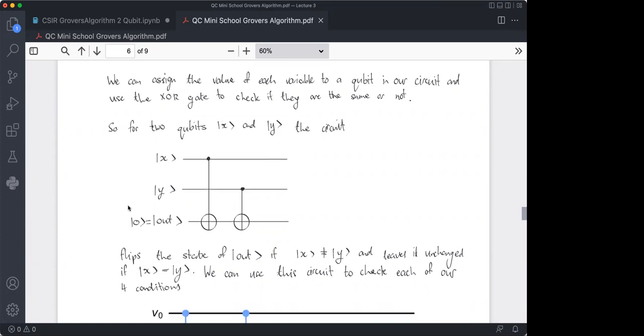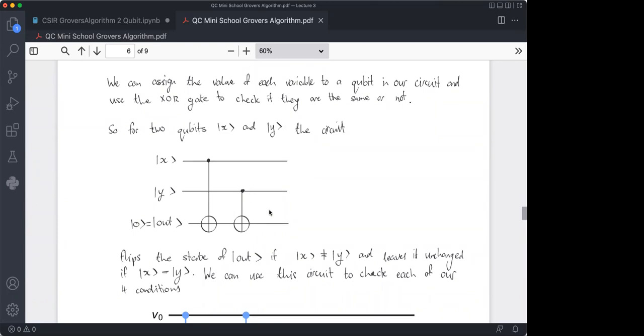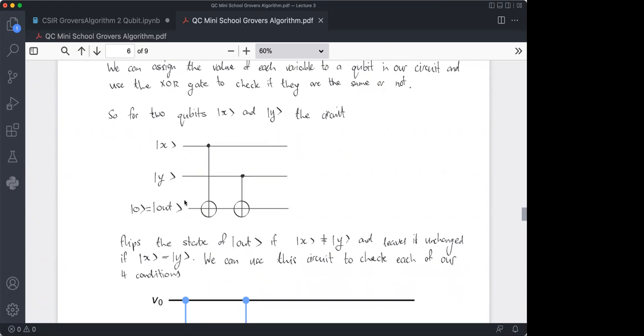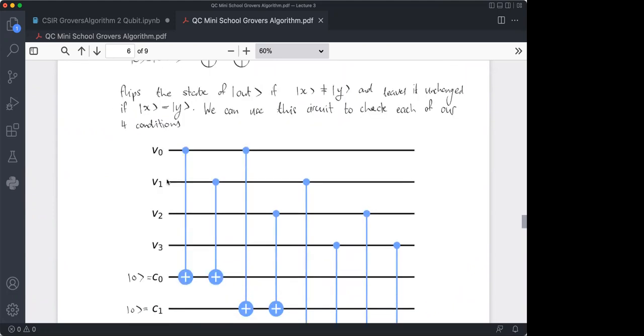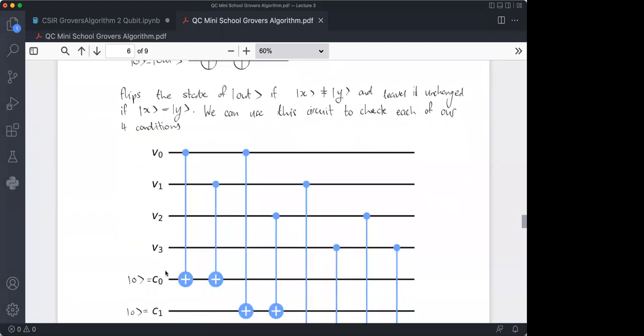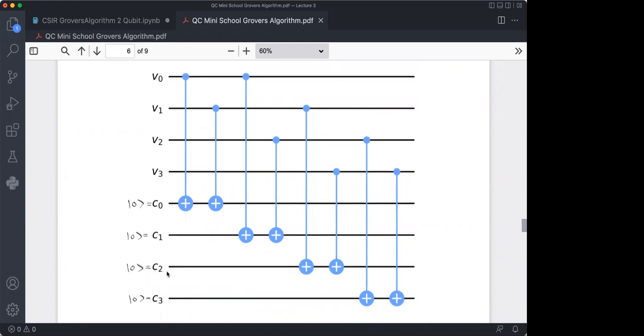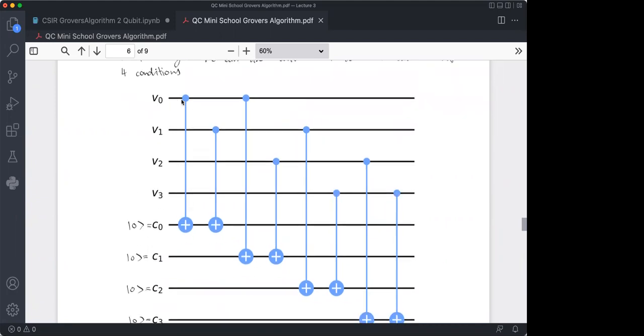And now we're actually going to use this idea of the XOR gate to check each of the 4 conditions. We store each of the 4 variables in qubits, and then use the XOR gate to check each of these conditions. We also have qubits that store what we'll call the clause, which is whether or not the 2 variables are the same. So if we have 4 variables, we need 4 clauses. If we want to check if V0 and V1 are the same, then we have to check the value of C0.